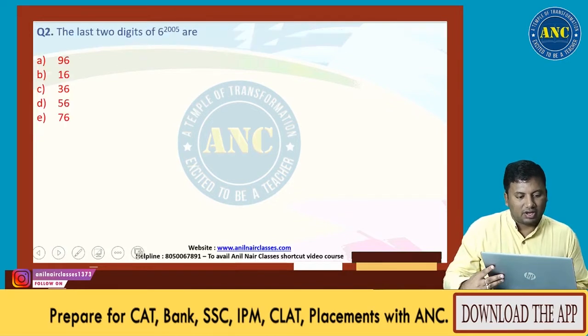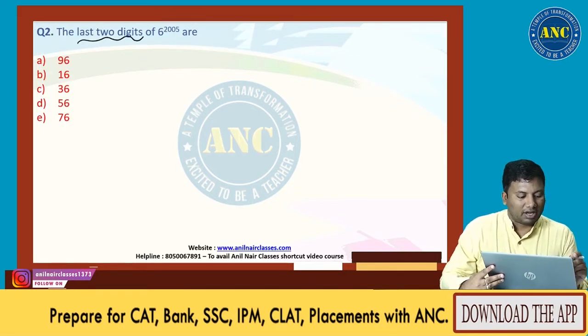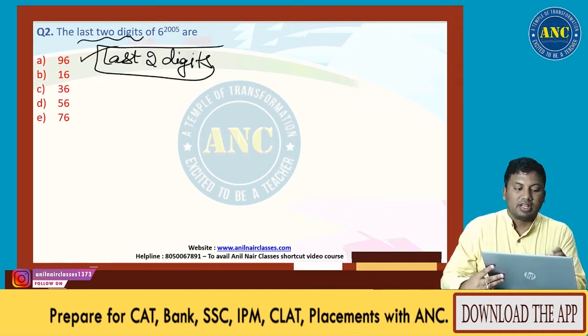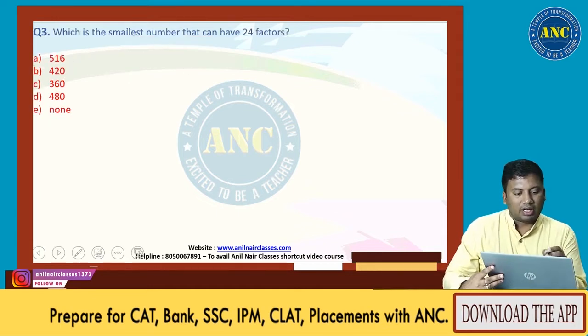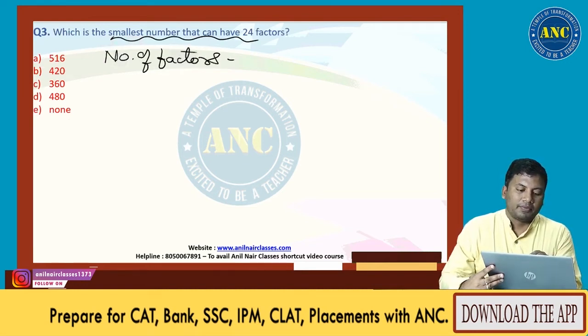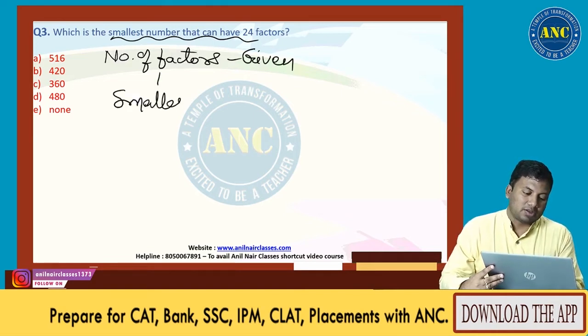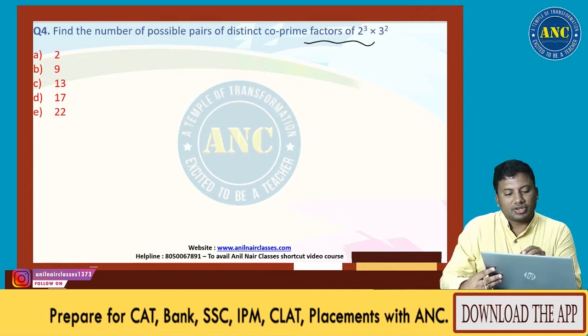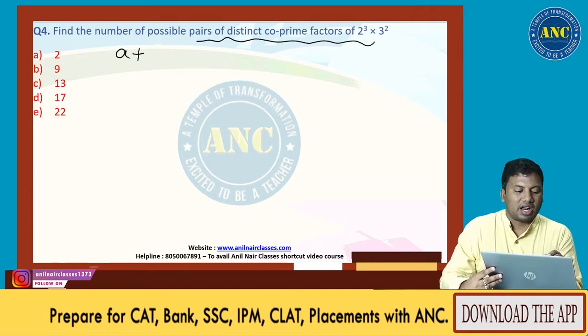Yesterday, this question we did not discuss. We discussed the concept of last two digits with a magic number of 24 and 76. This I covered completely. Then how to find out the smallest number when the number of factors is given, or how to find out the various possibilities a number can have with different prime bases. This also we discussed. Distinct co-prime factors, we discussed the concept yesterday.